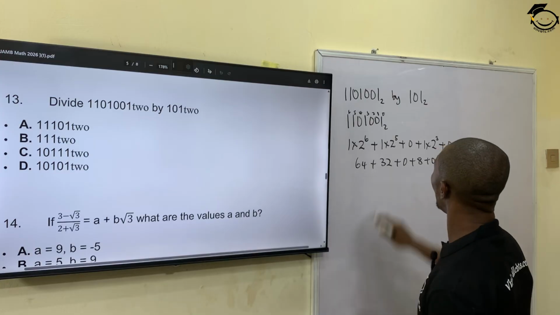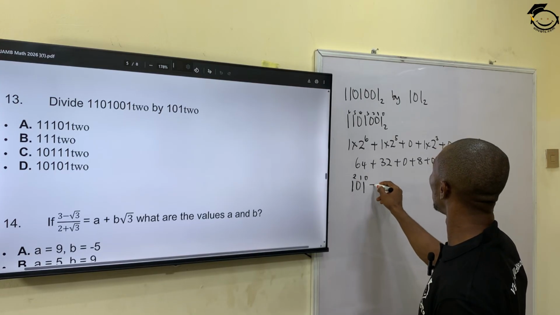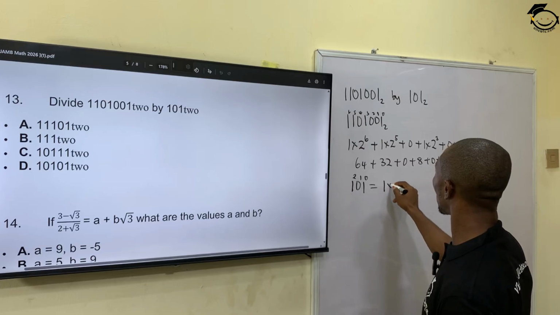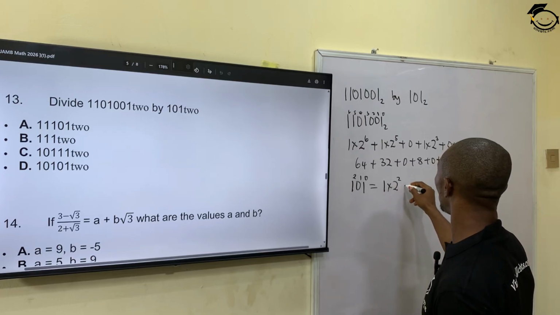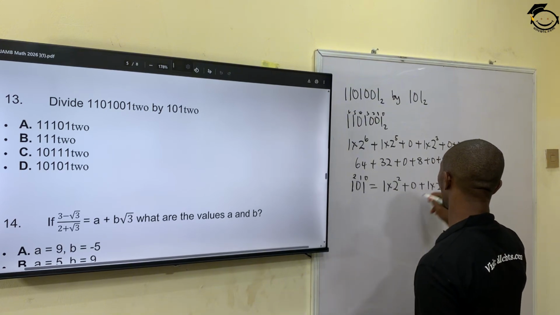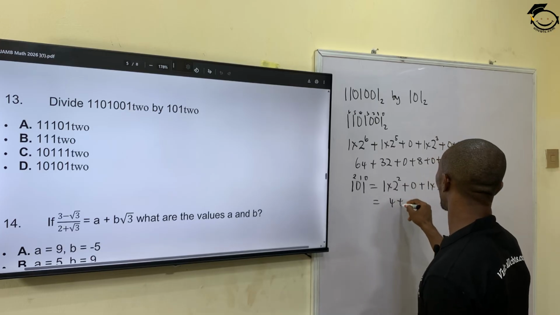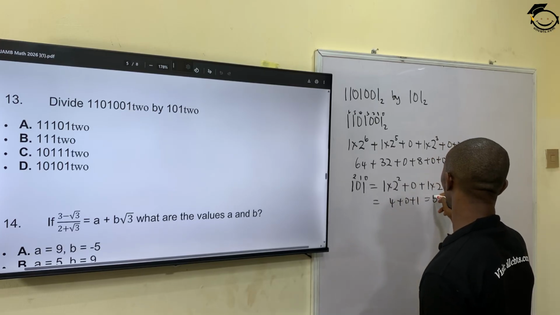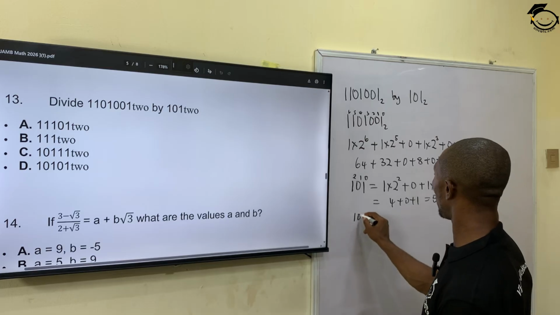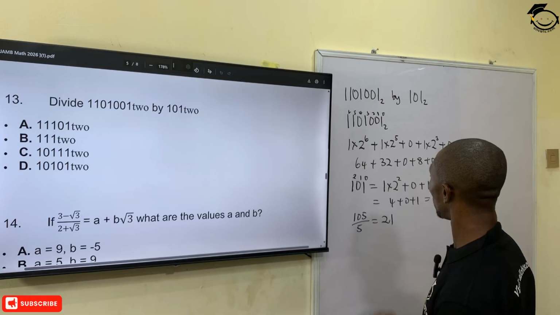Now for 101, we have positions 0, 1, 2. So this will be 1 times 2 raised to the power 2 plus 0 plus 1 times 2 raised to the power 0. This gives us 4 plus 0 plus 1, which is 5. So now 105 divided by 5 gives us 21.